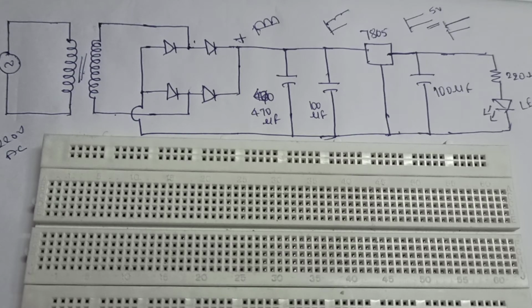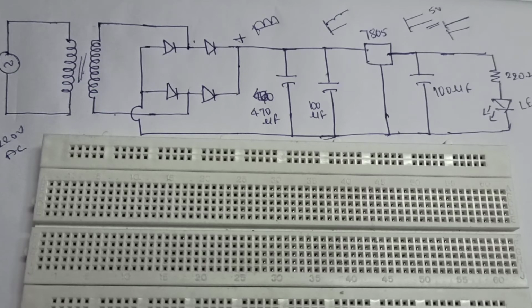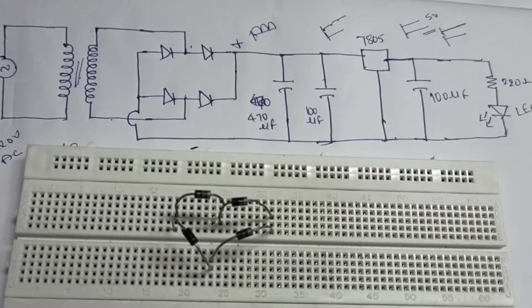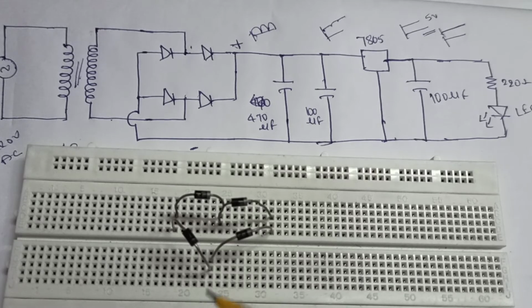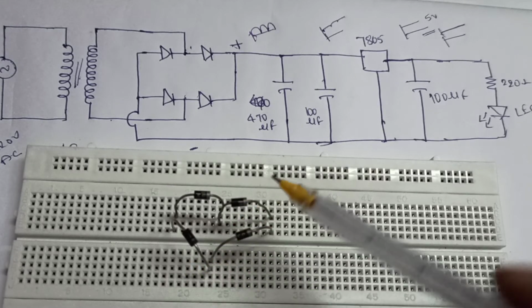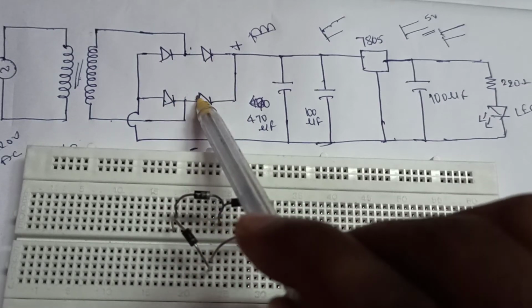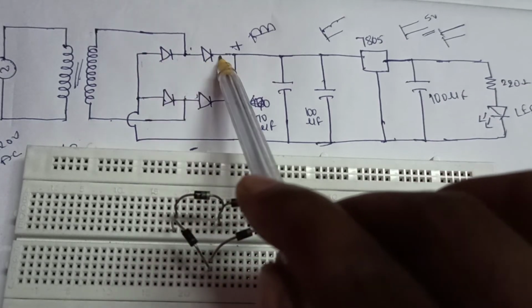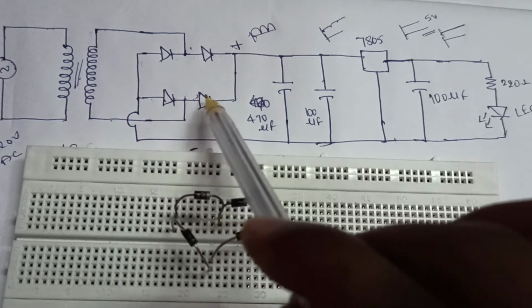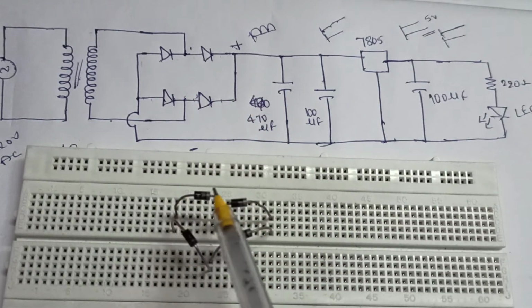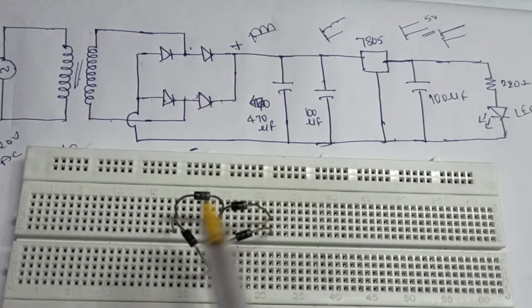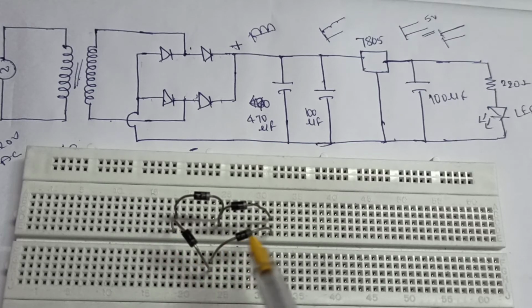Next, on the breadboard we arrange the bridge rectifier. So this is the bridge rectifier configuration. We can observe here diode 1, diode 2, diode 3, diode 4: anode, cathode, anode, cathode. Same thing here, anode, cathode, anode, cathode.